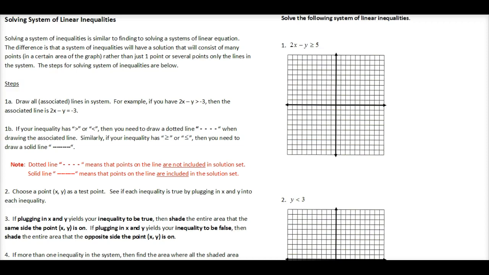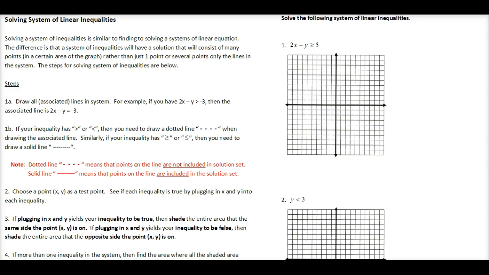Okay? So the steps that we're going to do to be able to graph a solution of inequalities are below, and it is a 5-step process. We're just going to go through it and then show that step process through examples. Our first step is to draw the associated line. I have an example here. If 2x minus y is greater than -3, then we draw the associated line 2x minus y equals -3.